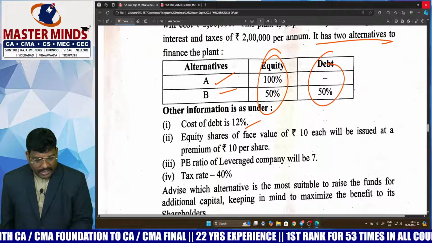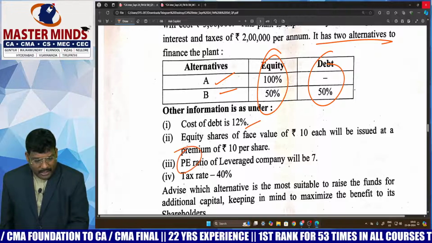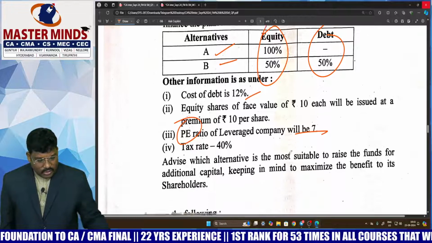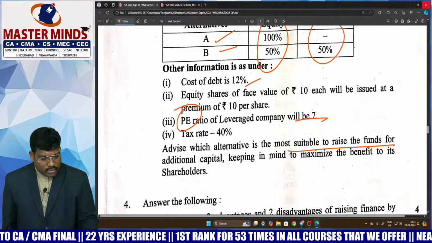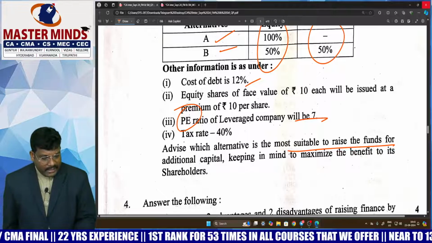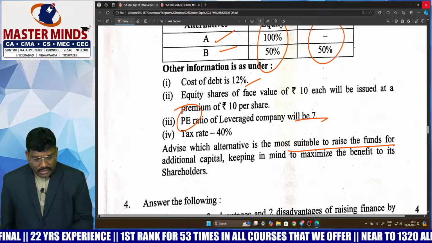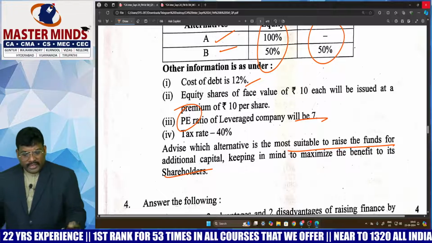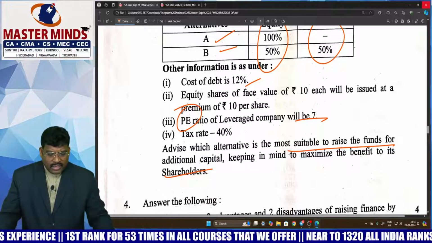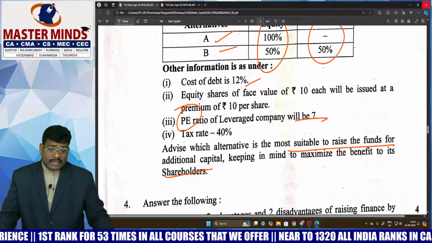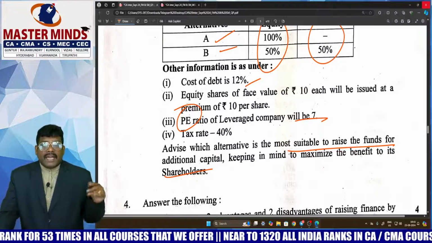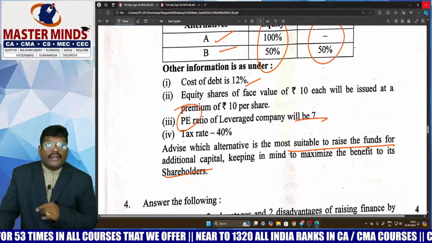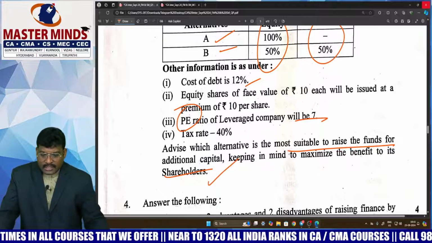Cost of debt is given. Equity share face value, PE ratio is given. Tax rate. So advise which alternative is the most suitable to raise the finance, keeping in mind maximizing benefit to the shareholders. So here, see, PE ratio is given, means you can calculate the market price. For each financial plan, basing on that, which plan gives you the highest market price, that you can recommend, right? So this is the problem.